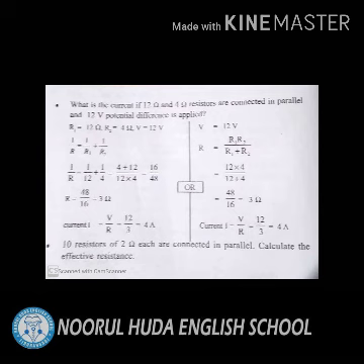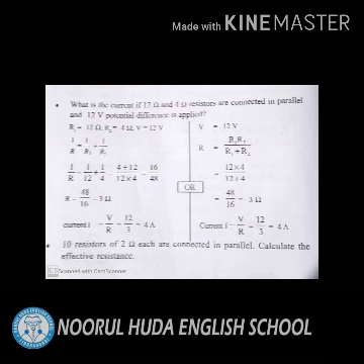So current I is equal to V by R is equal to 12 by 3, 4 ampere. The current in the circuit is 4 ampere. To get the current, first we find out the effective resistance.